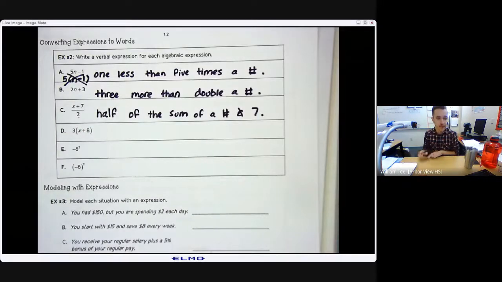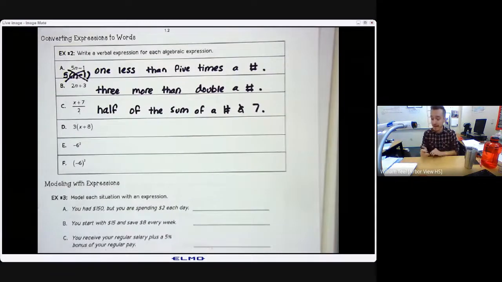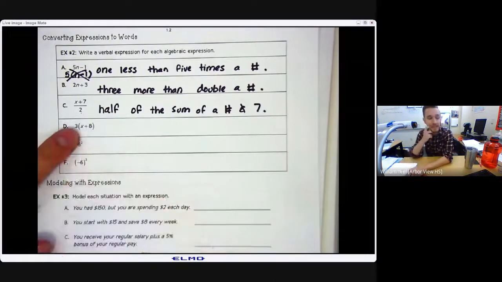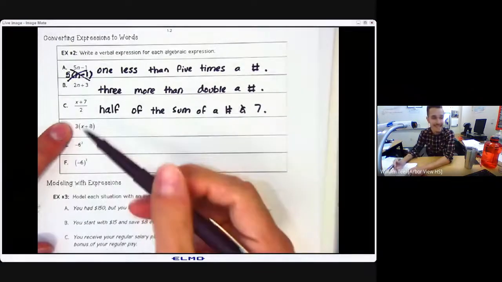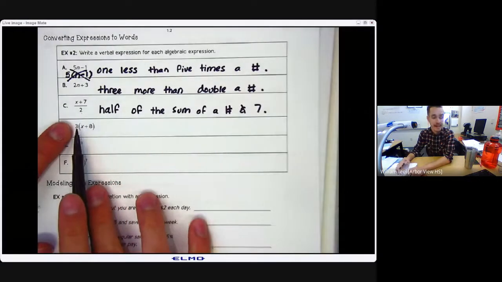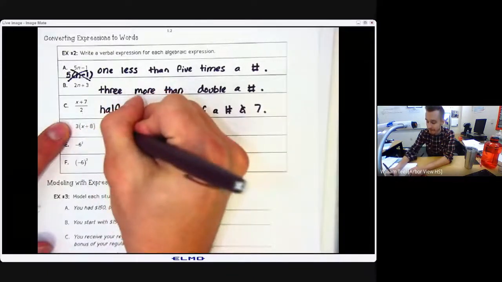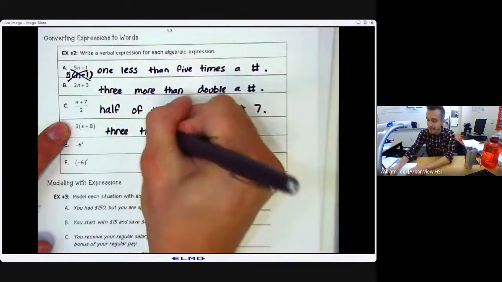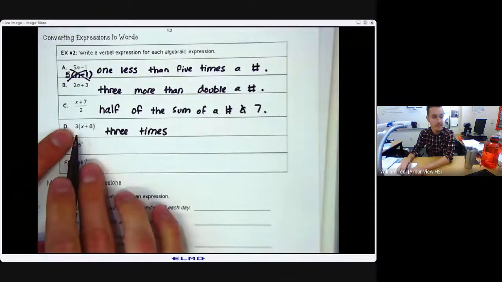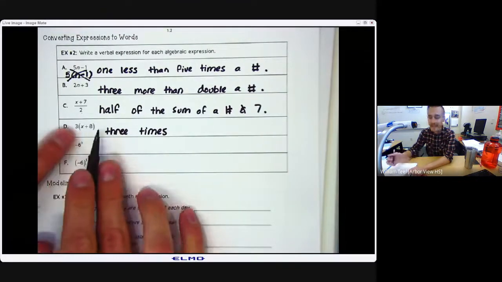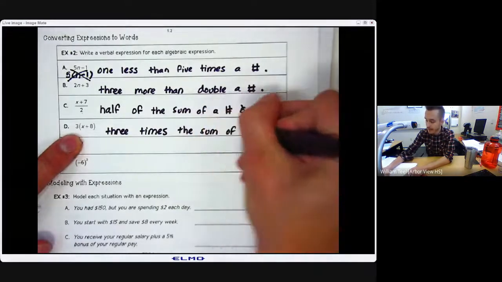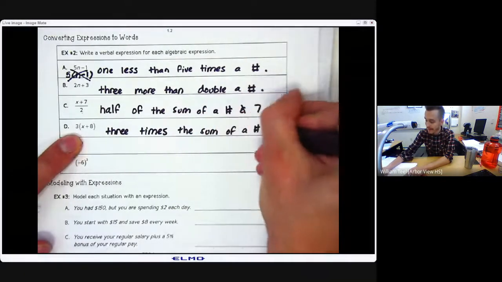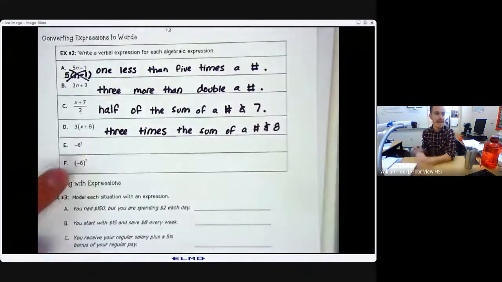Okay, moving on to part D. So we have 3 times the quantity x plus 8. Now, we want to make sure we're talking about and accounting for that parenthesis set. So what I'm going to say here is I'm taking 3 times, and inside the parentheses, we have a sum. So I'm tripling that sum. So I'm going to say 3 times the sum of a number and 8. 3 times the sum of a number and 8.